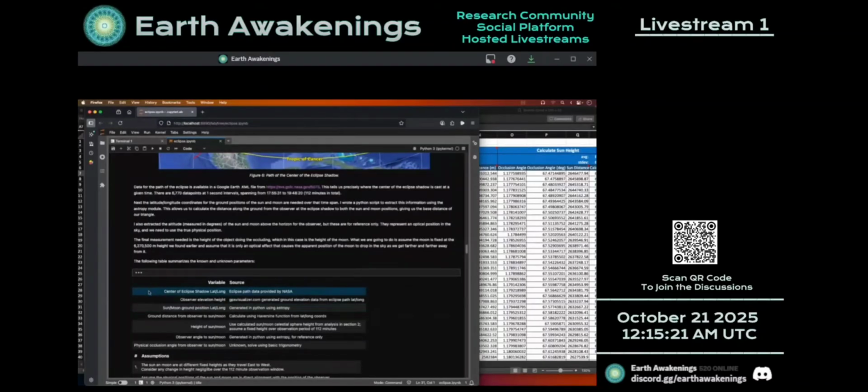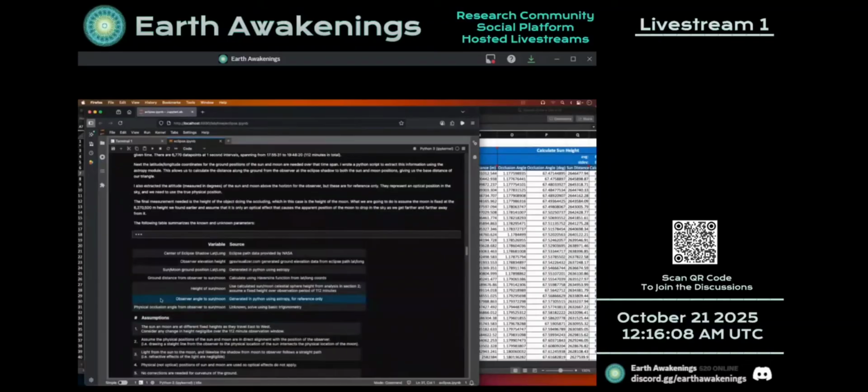So first we have the center of the eclipse shadow, latitude and longitude, which we got from the data file from NASA. Then comes the observer elevation height, where we can take those lat-long coordinates and upload them to gpsvisualizer.com, which will export as CSV with the elevation data. Then the sun and moon ground position, latitude and longitude, which is generated in Python. We have the ground distance from observer to sun and moon, which is calculated using Haversine from those latitude and longitude coordinates. The height of the sun and moon is what we looked at earlier, and we're going to assume a fixed height over the observation period of 112 minutes.